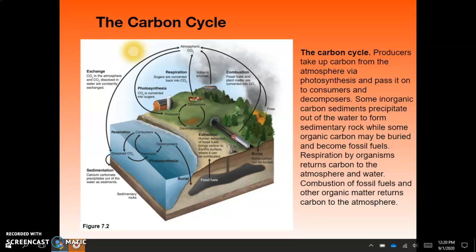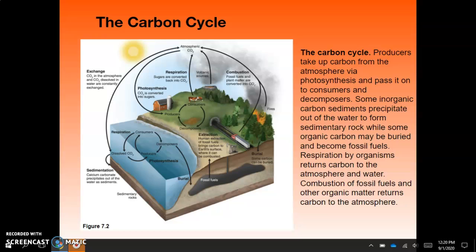Plants will take up the carbon and then we in turn will eat the plants, and that's how carbon can cycle from plants to humans and plants to animals. Some of the inorganic carbon sediments precipitate out of the water to form sedimentary rock, while some organic carbon may be buried and become fossil fuels. And then respiration by organisms returns carbon to the atmosphere and to the water. When we respire, remember, we breathe in oxygen and we breathe out carbon dioxide. So when animals breathe, we are actually returning carbon to the atmosphere.